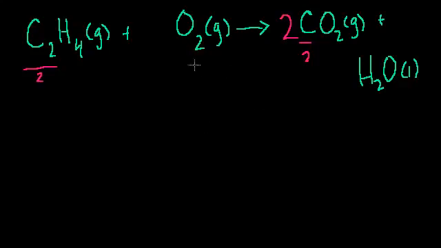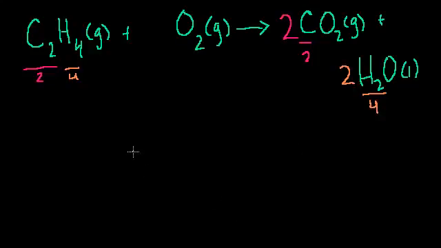Remember, I wanted to do the oxygens last because I can just set this to whatever I want it to be without messing up any of the other atoms. So on this side of the equation, I have 4 hydrogen atoms. How many hydrogen atoms do I have on this side? Well, I have 2 hydrogen atoms right there. So I want to have 4 on both sides, so let me put a 2 in front of the water. So now I have 4 hydrogen atoms.